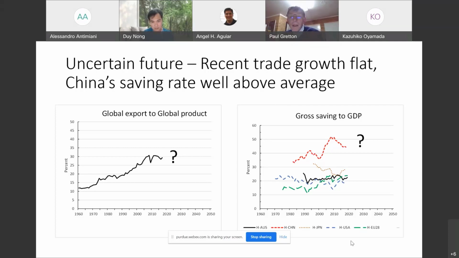The second point that is quite prominent is that China, that's the red line on the right-hand chart, has a very high gross savings to GDP ratio, high by its own standards, but very high by global standards. So the question is, what possible path might that savings rate take into the future? And in parallel, what possible paths might there be for other countries? And you can see from the historical data that the year-to-year numbers jump around quite a lot.